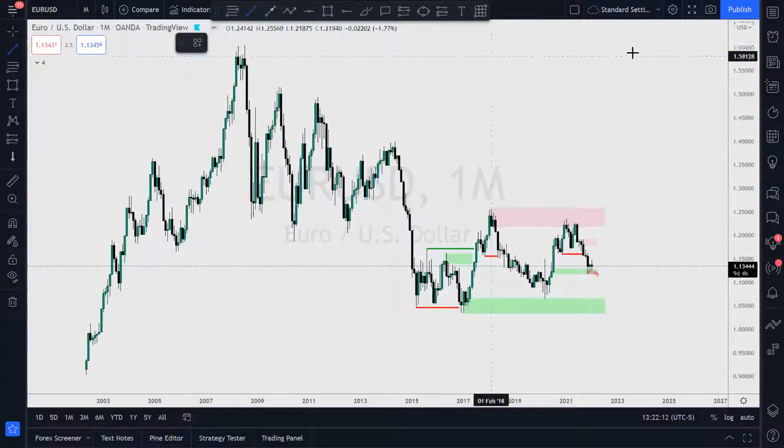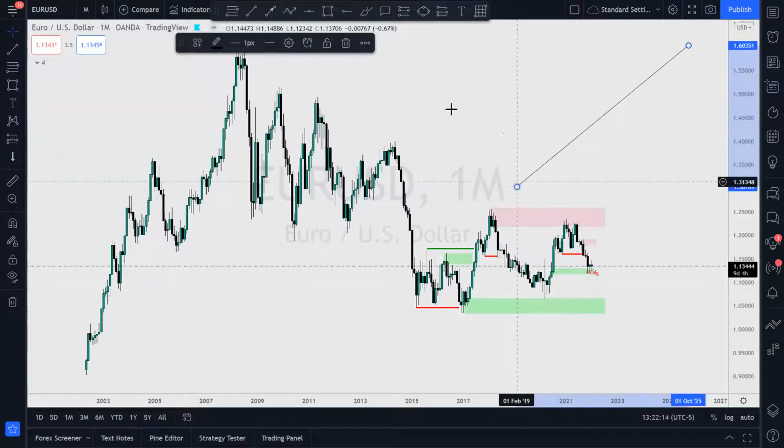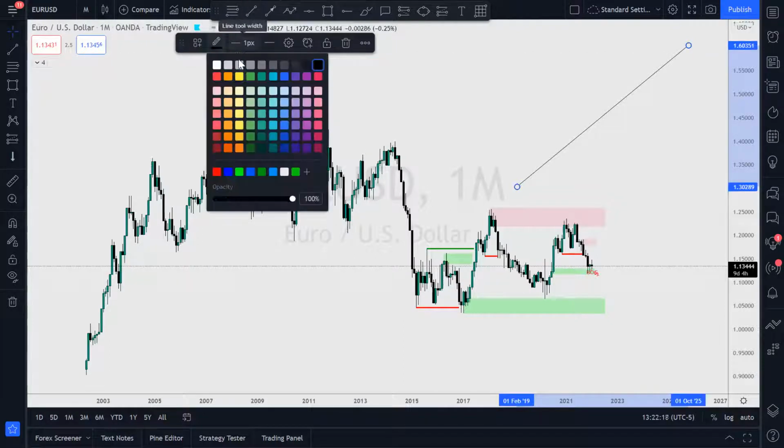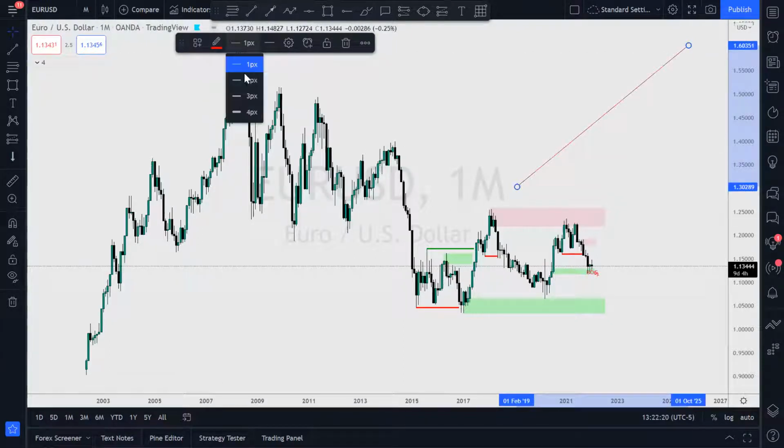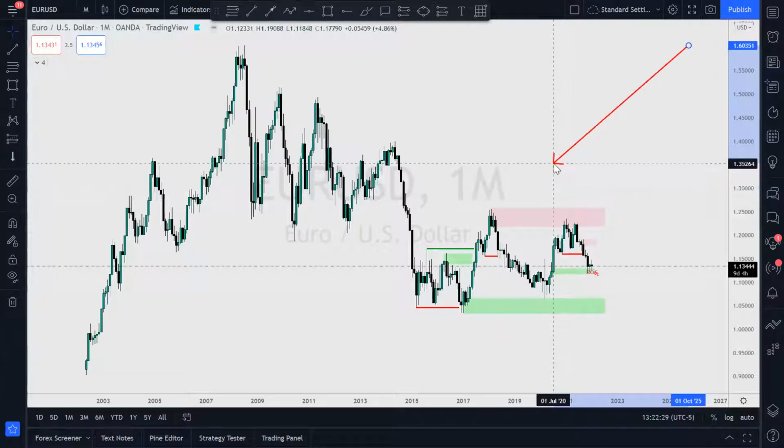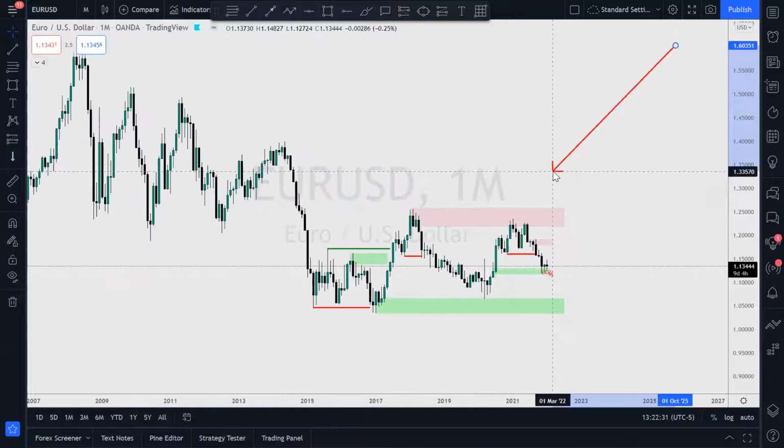One, I need a proper pointer. Let's see. All right. Yeah. I didn't need an arrow. All right, whatever.